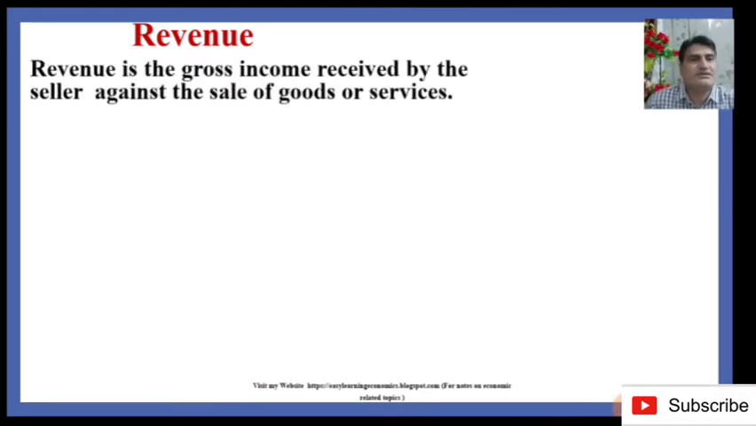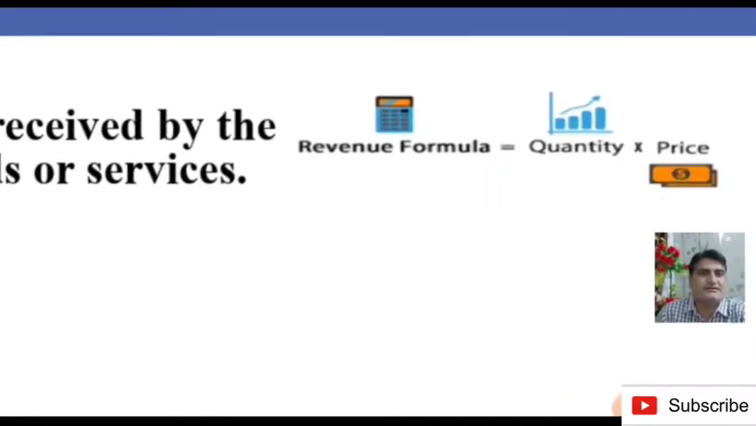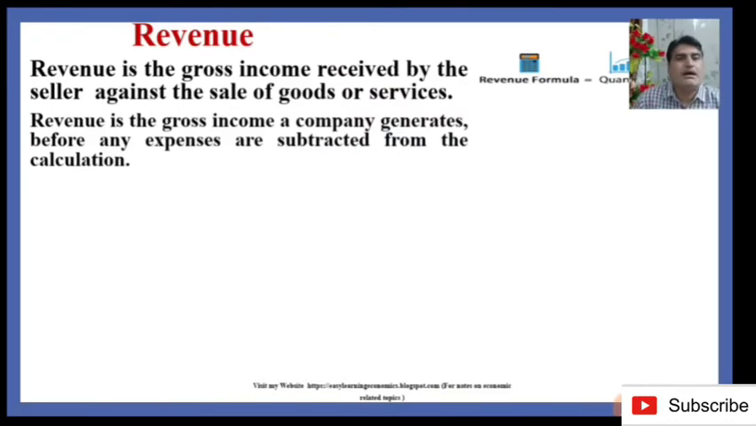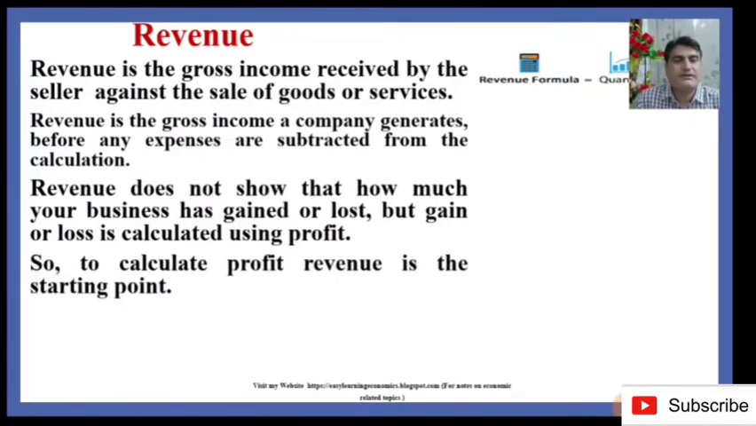So here first of all we start with what is revenue. The revenue is the gross income received by the seller against the sale of goods or services. It is not the net income, but it is a gross income. Remember, the revenue can be explained as the quantity into price. Revenue is the gross income a company generates before any expenses are subtracted from the calculation. Revenue does not show how much your business has gained or lost, but gain or loss is calculated using profit. So to calculate profit, revenue is the starting point.